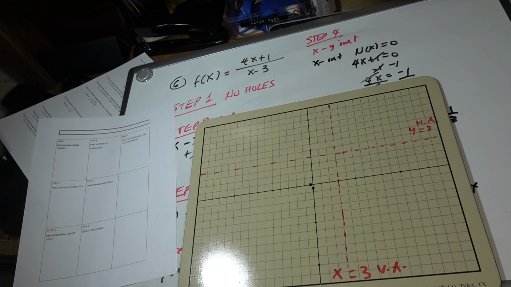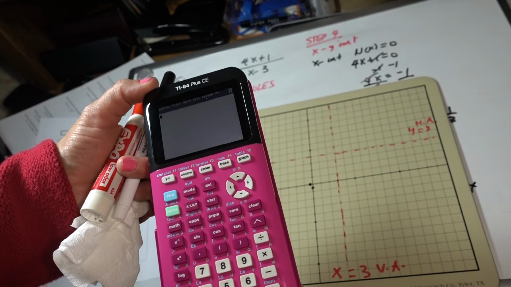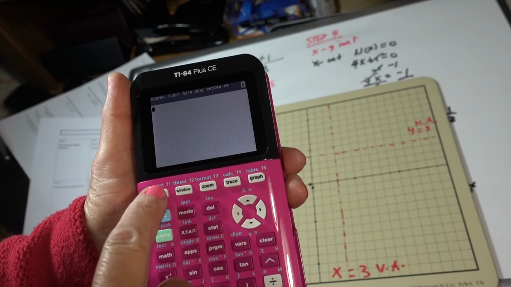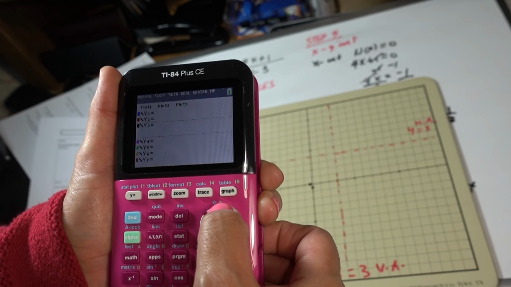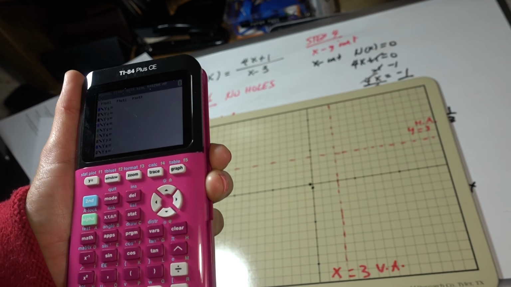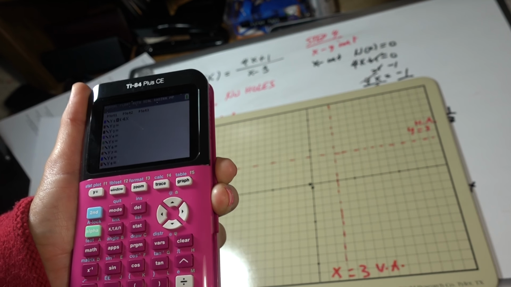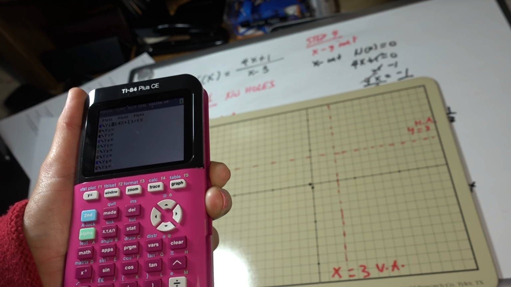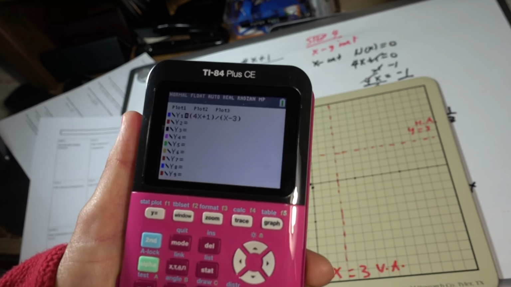In your calculator, you're going to turn it on. Then we're going to go to Y. Let me erase to clear all this that I don't need. And I have Y equals parentheses 4x plus 1, close the parentheses, divided by x minus 3. There you go. You see this?